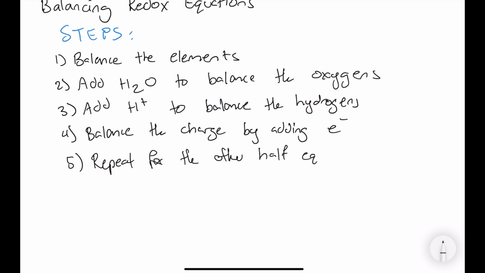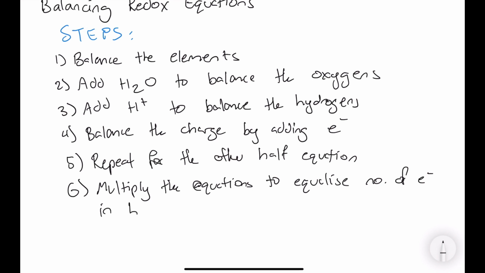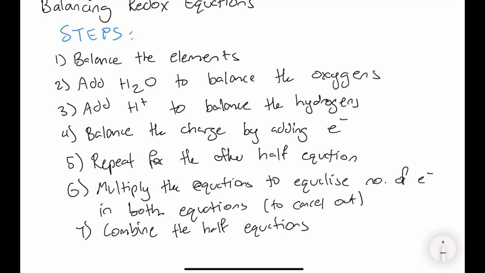And then multiply the equations to equalize the number of electrons in both equations, so they cancel out. Last thing you do is combine the half equations. So it does seem like a lot of steps, but if you think about it, it's quite logical, and the more you do it, it becomes quite natural.